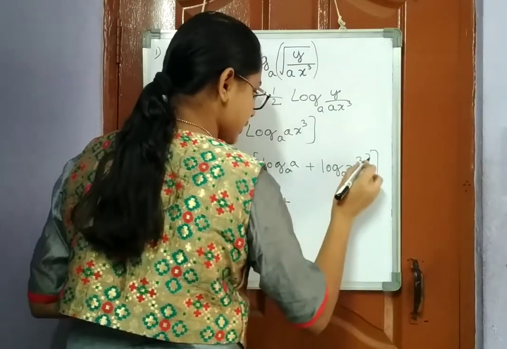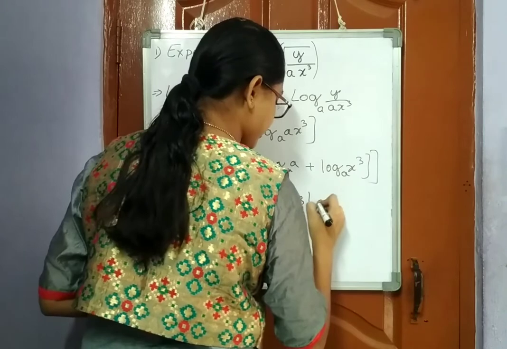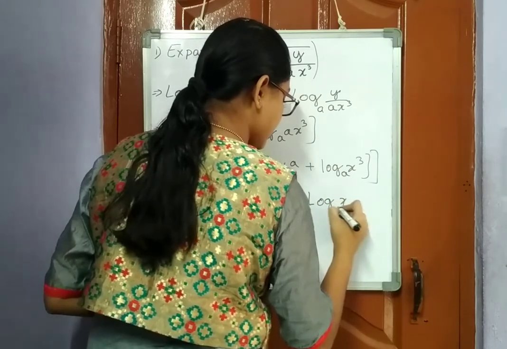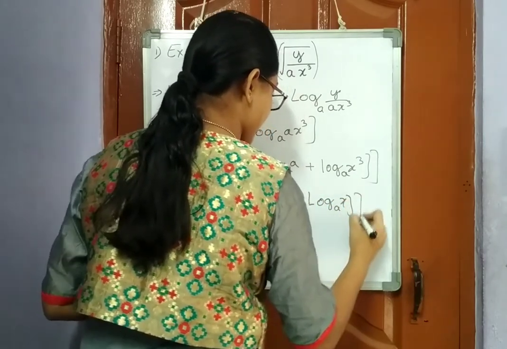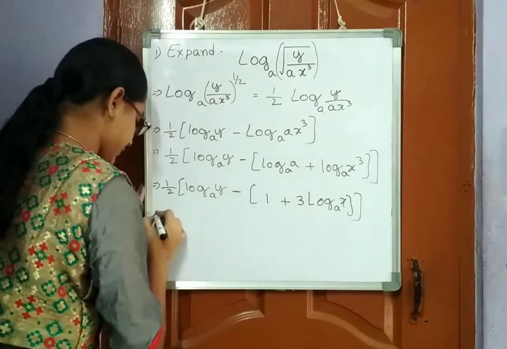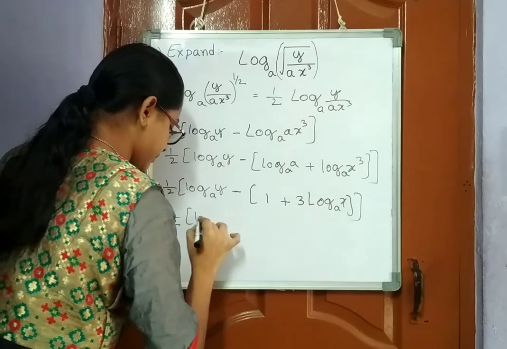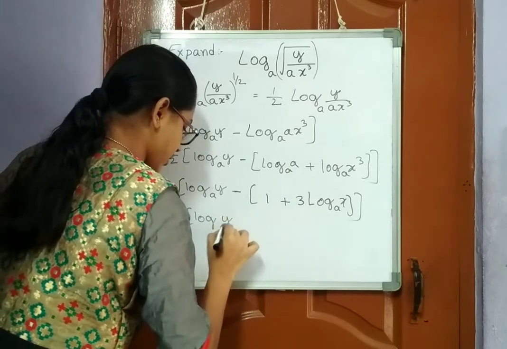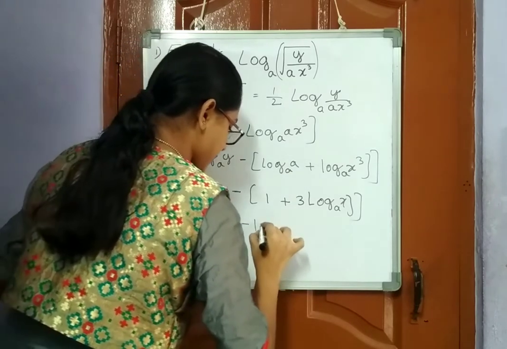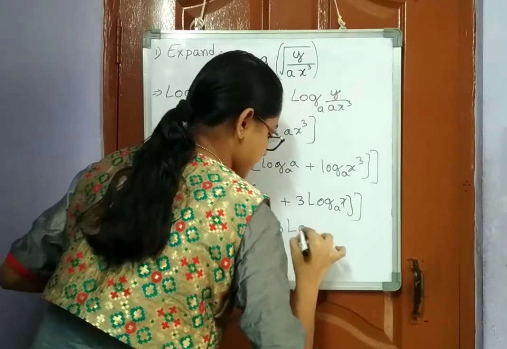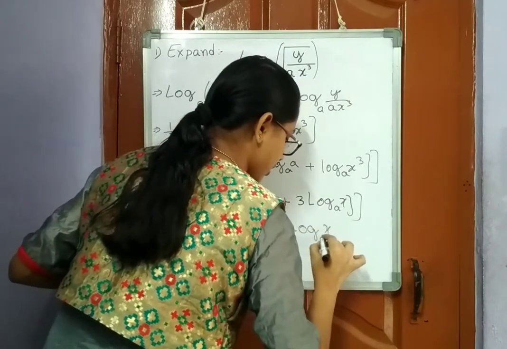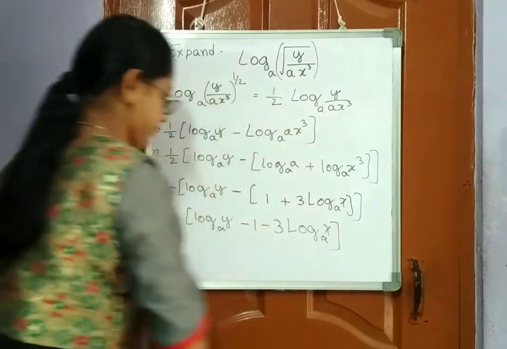Here we need to apply the exponent rule or power rule. We will get 3 times log x to the base a. So applying the negative sign here, we will get half of log y to the base a minus 1 minus 3 log x to the base a.